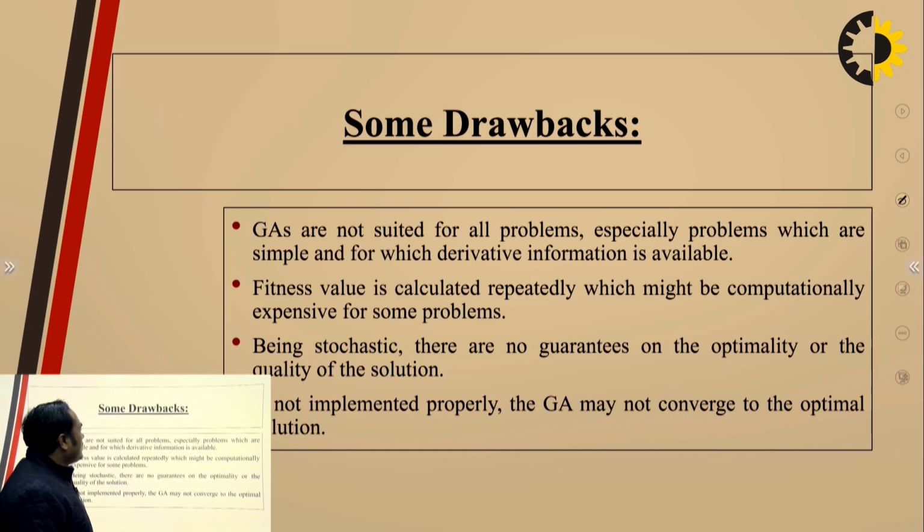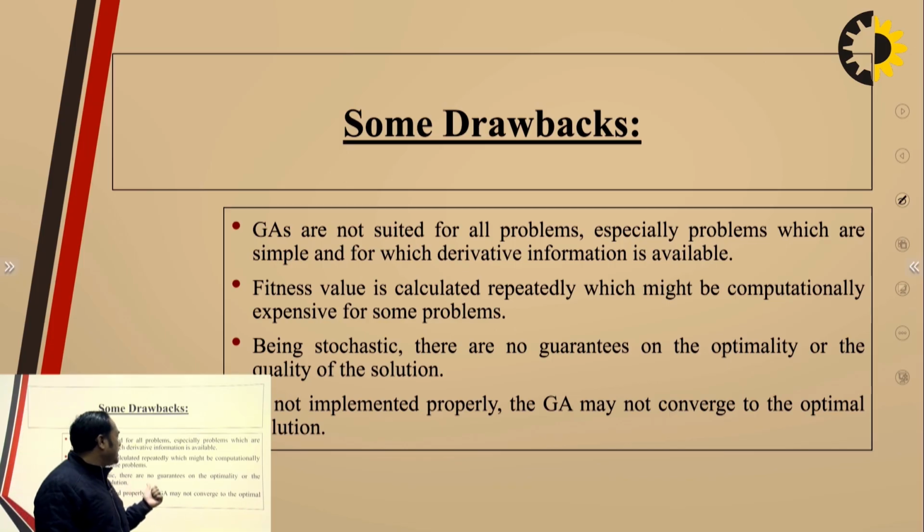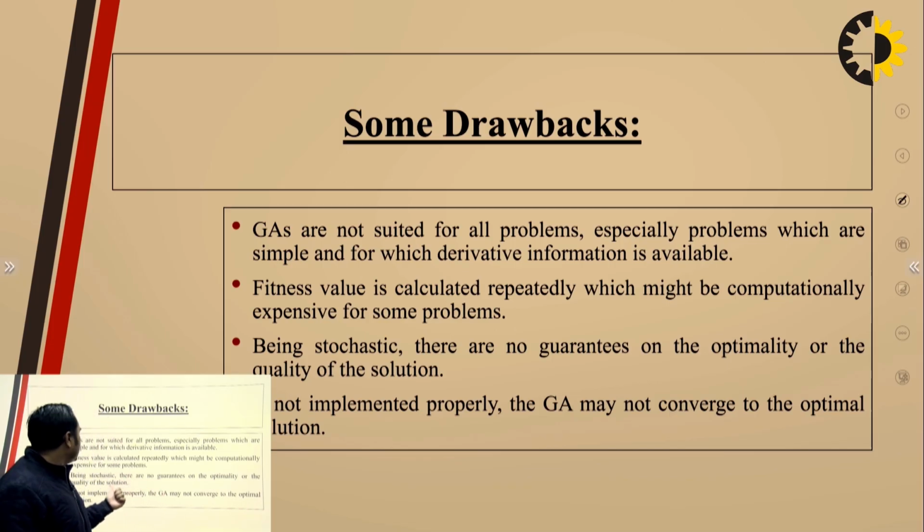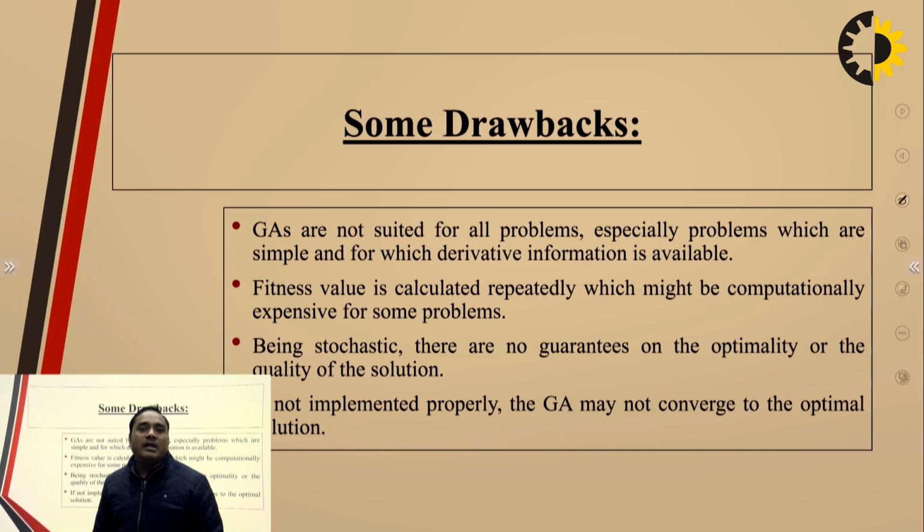Some drawbacks of these algorithms: GA is not suited for all problems, especially simple problems for which derivative information is available. It is not for simple problems; it is used for complex problems. Second, the fitness value is calculated repeatedly, which might be computationally expensive for some problems. If you are not using a large amount of data, there is no need to use GA, because GA is used for huge amounts of data and complex data sets. On that basis it gives good performance.